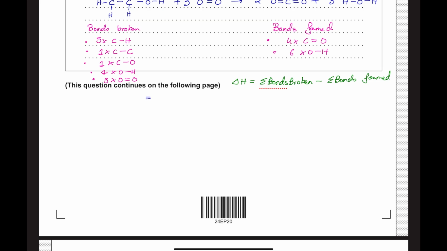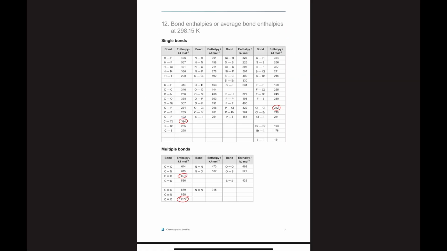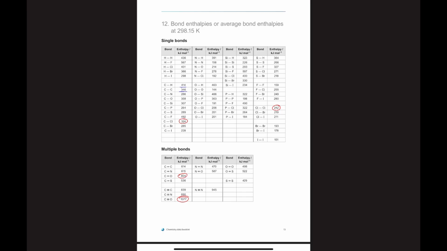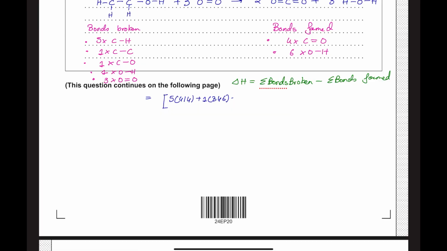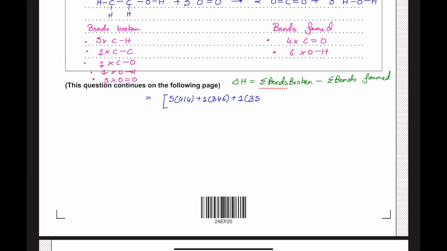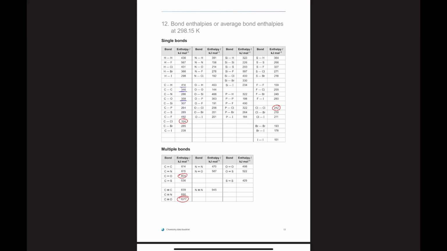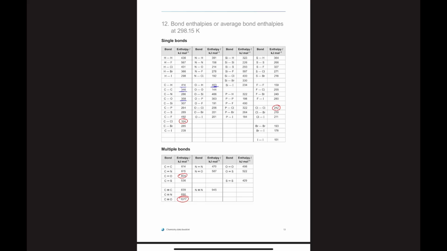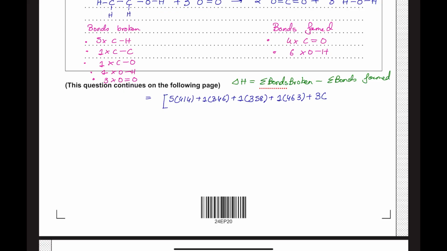Now we need to fetch these values from the data booklet. For the summation of bonds broken, you have 5 times C-H, which is 414 here. 1 times C-C is just below, 346. 1 times C-O is 358. 1 times O-H would be here, 463. And then you'll have 3 times O=O, which, among multiple bonds, you can find here, 498. That is the summation of bonds broken.